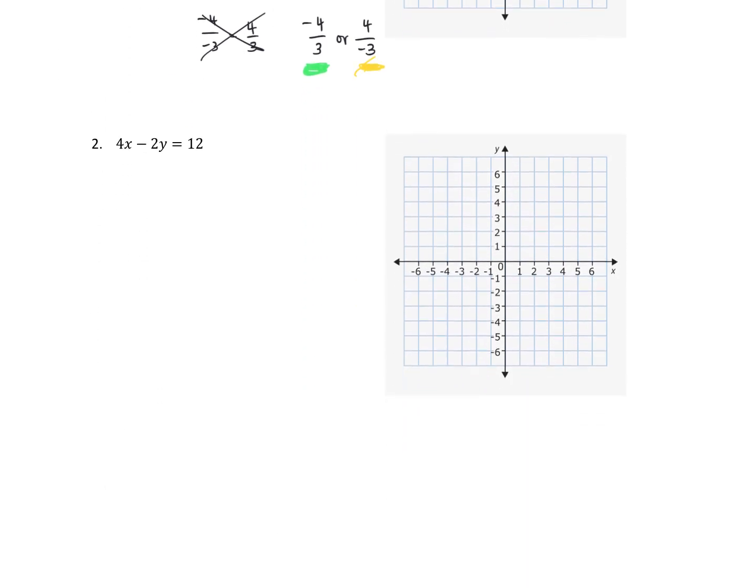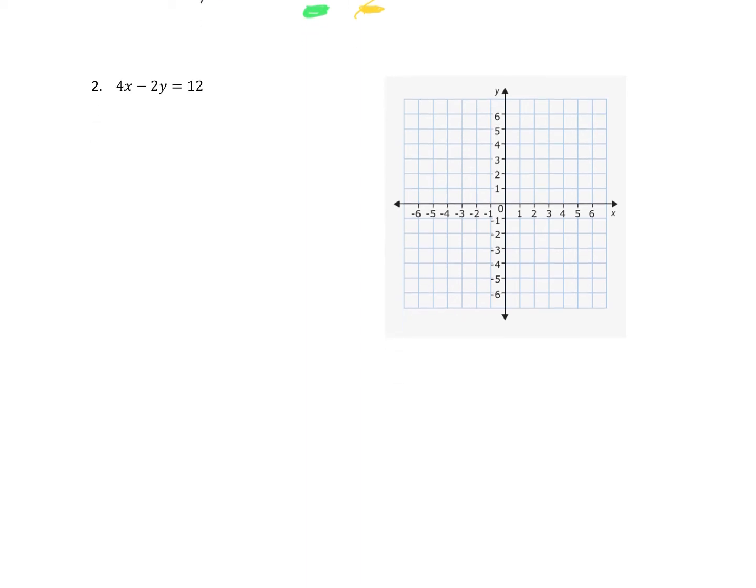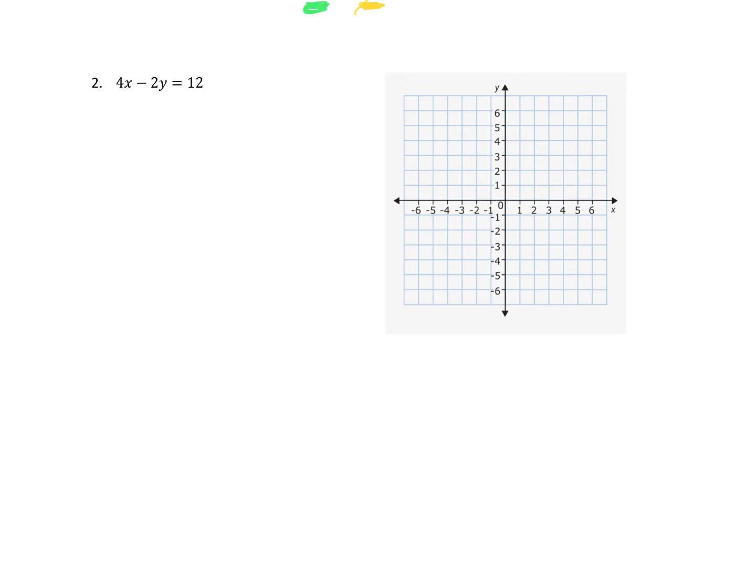All right, so number 2. If I'm going to use this method, in this case, really the intercept method is easier, so you can refer to that other video. But I'm going to go ahead and show you how to do slope-intercept form and do it that way, okay? So in this case, if I want to have this equation in slope-intercept form, the first thing I need to do is solve this equation for y. So I want the y to be by itself.